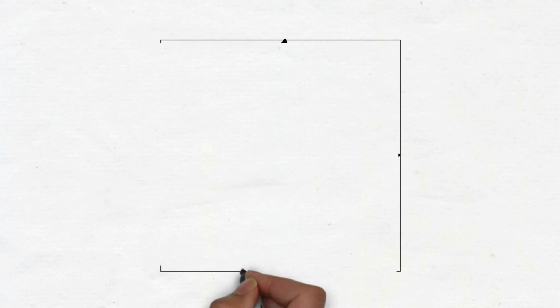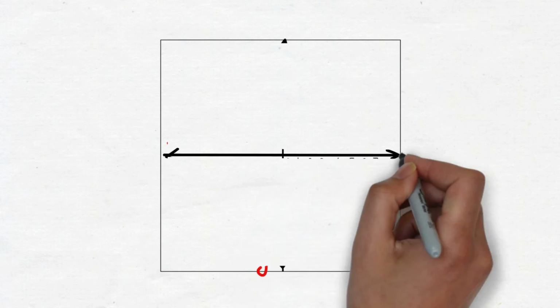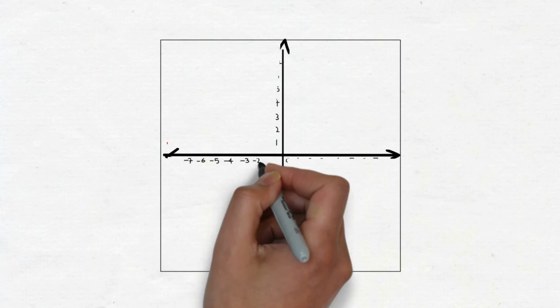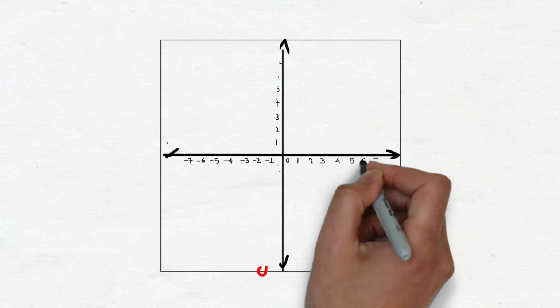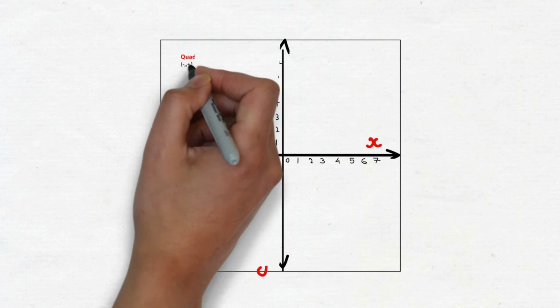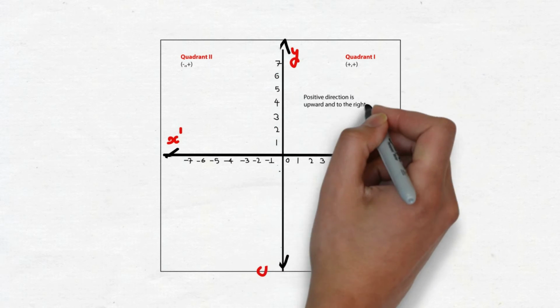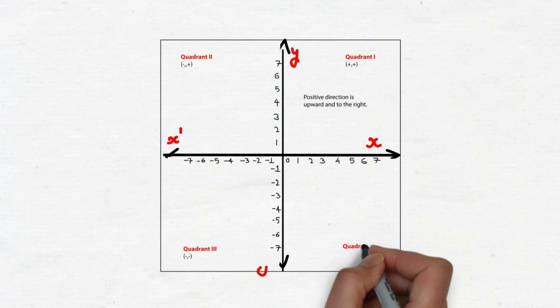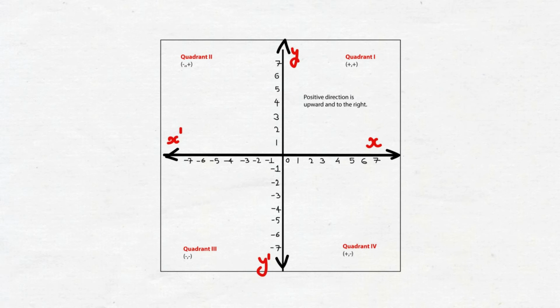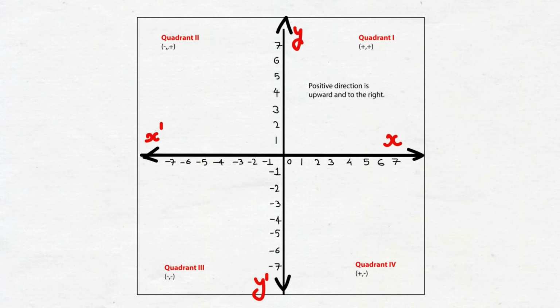Quadrants. The lines XOX' and YOY' divide the plane into 4 equal parts. Each part is called a quadrant. The quadrants XOY, X'OY, X'OY', XOY' are called the first quadrant, second quadrant, third quadrant, and fourth quadrant respectively.